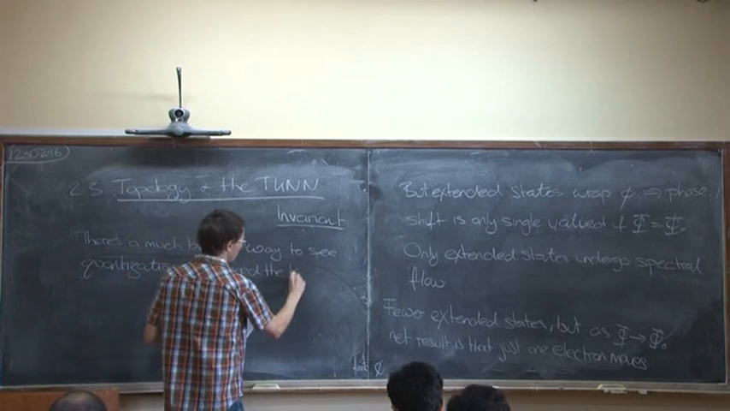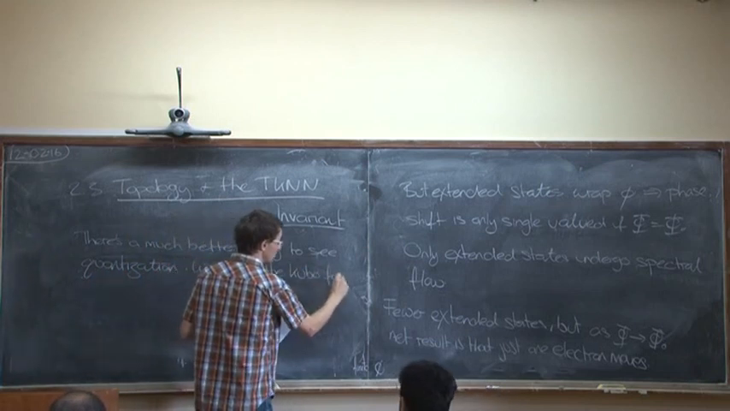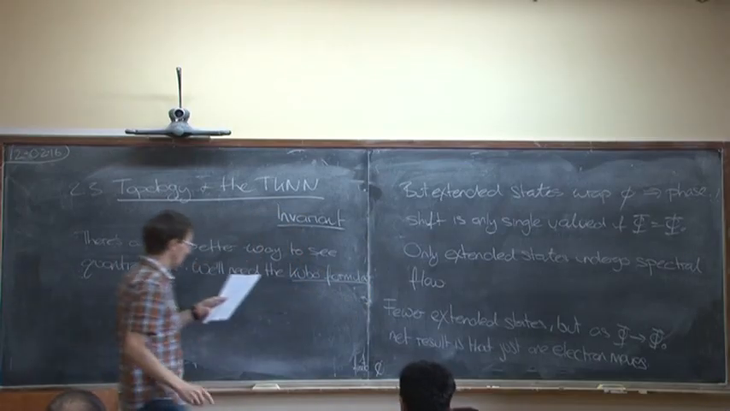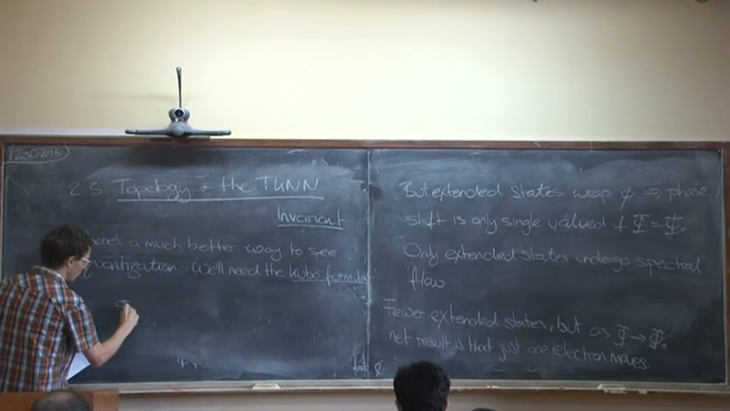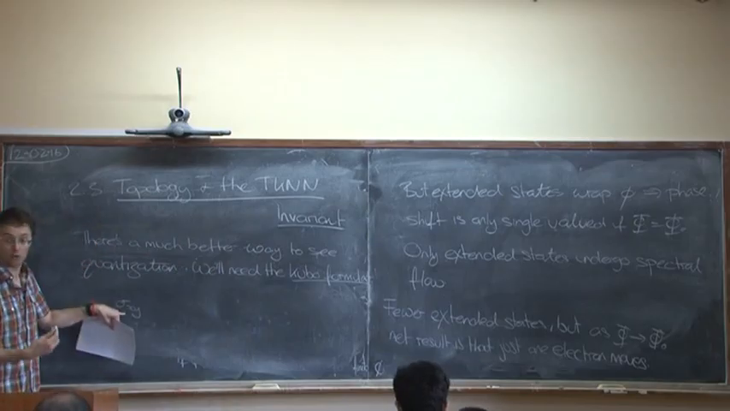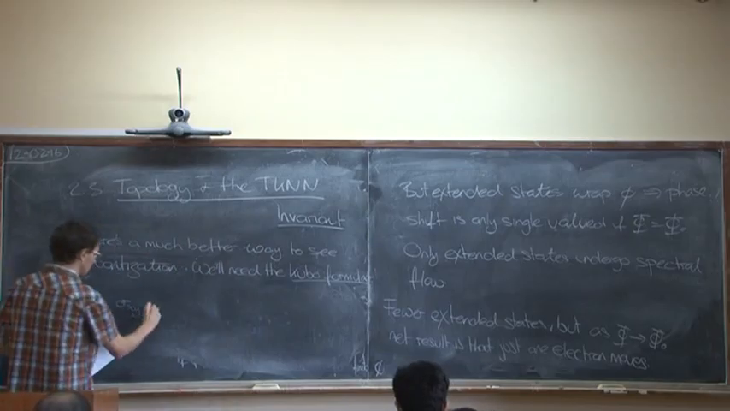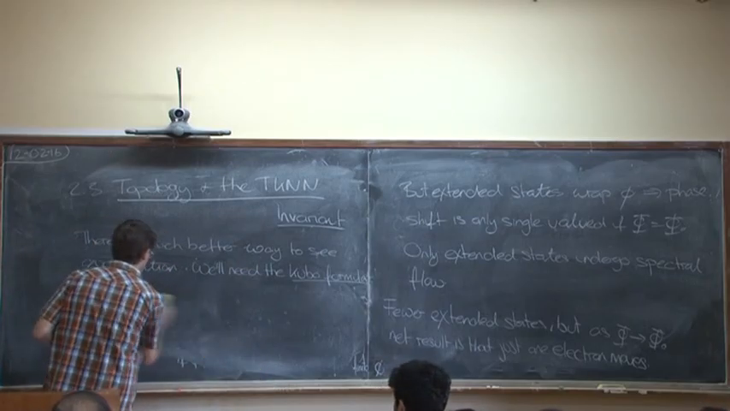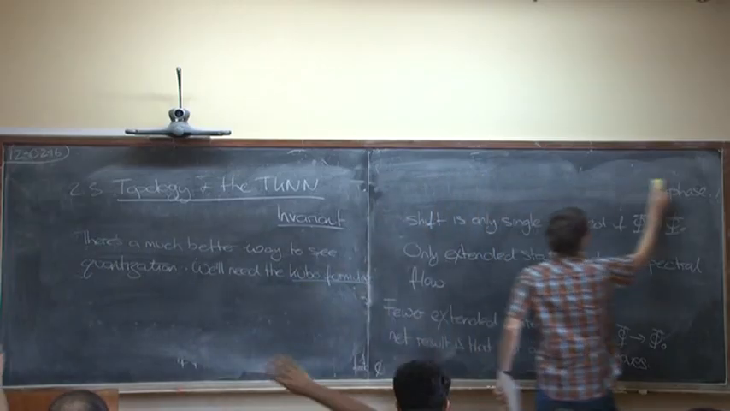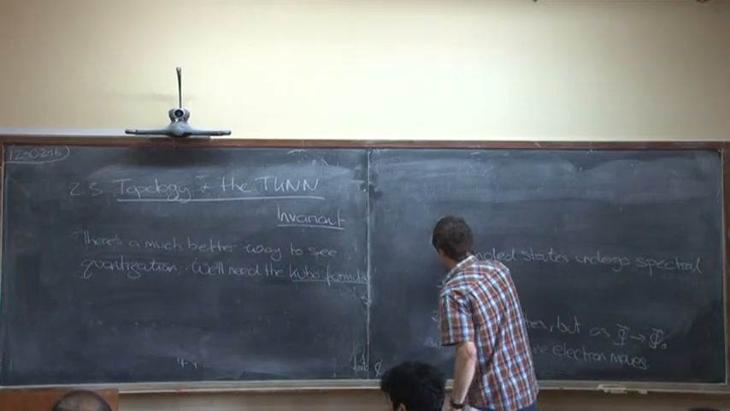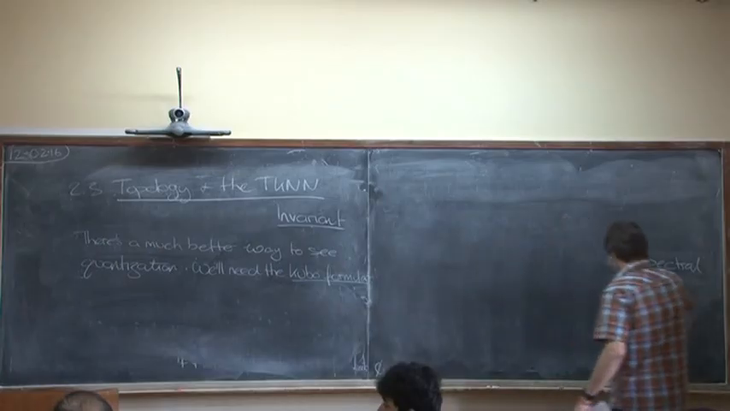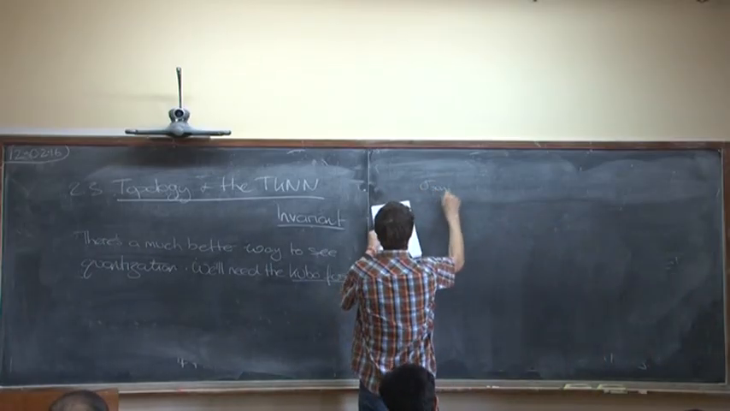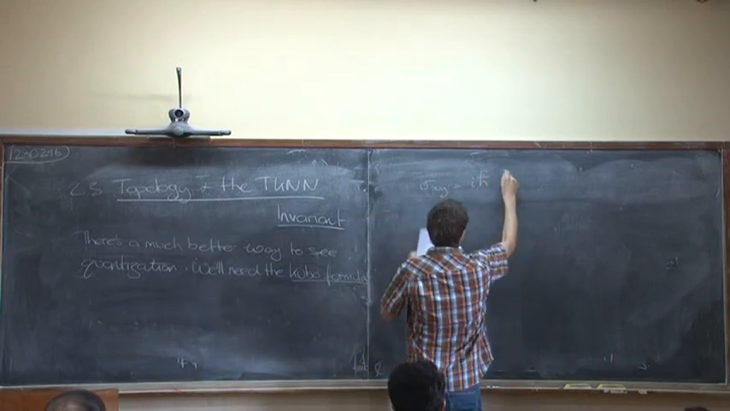I should say there are Kubo formulas for anything you could want to measure, for viscosity, for conductivity. The Kubo formula we'll want is the Kubo formula for Hall conductivity. Let me write it. Okay, so sigma xy is pi h bar.